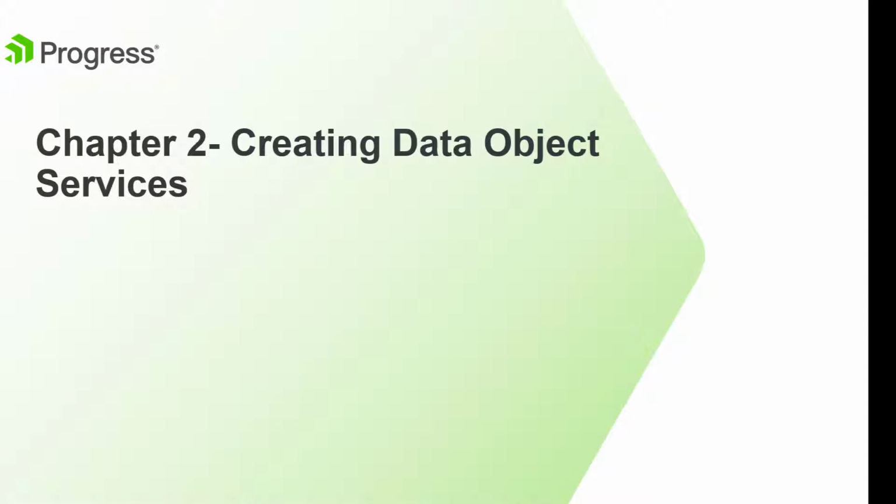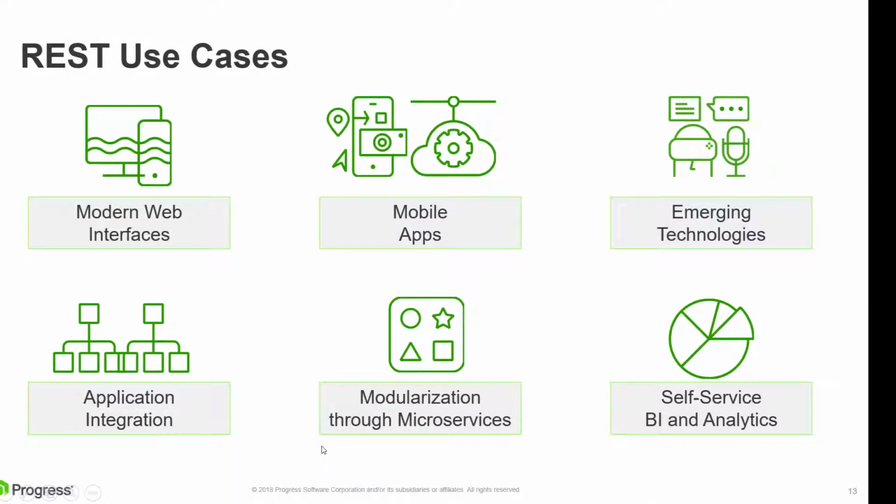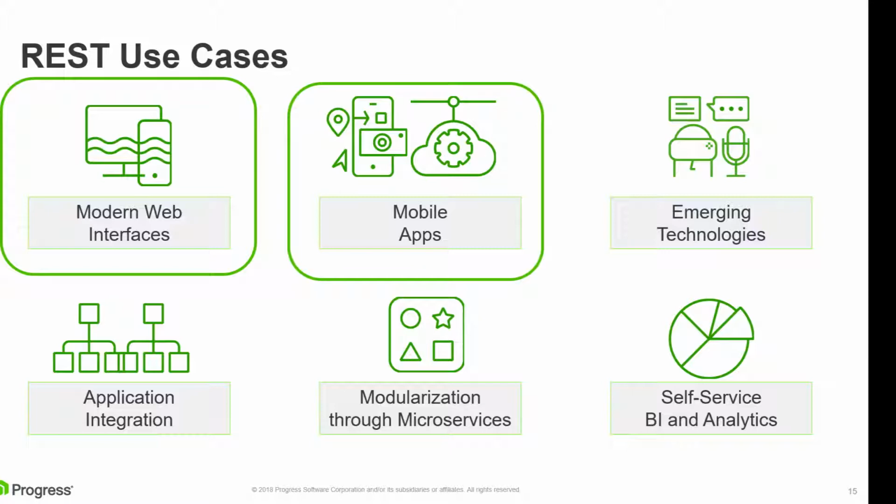Welcome to Chapter 2 of our video series on creating REST services with OpenEdge. In this chapter, you're going to see how you can create data object services and expose them with a REST interface. In our introduction, we showed you some of the things that you might use REST services for. This chapter is going to focus on building REST services that make it easier to interface with modern web applications built with tools like Kendo UI, interfacing with native mobile apps using tools like Progress Convey or Progress NativeScript, and other emerging technologies coming from Progress and other providers.